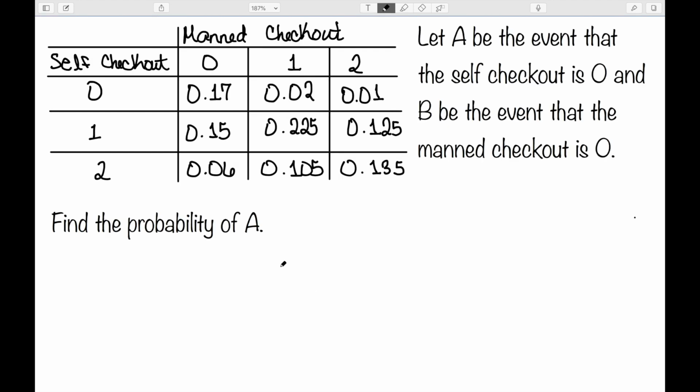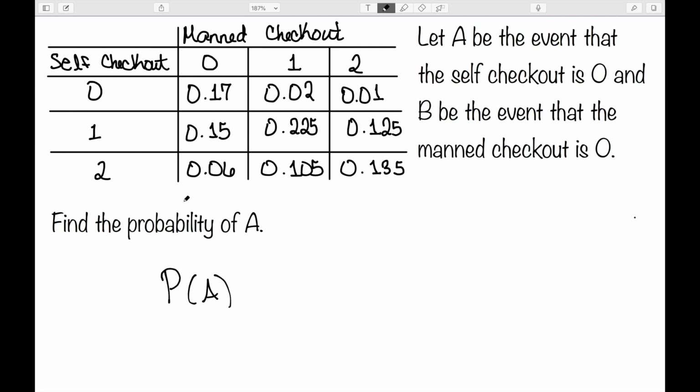For my next example, I have this table. We're going to let these values take on 0, 1, or 2. The 0 tells us there are no customers in either the self-checkout or the manned checkout, 1 tells us there are between 1 and 10 customers, and 2 tells us there are more than 10 customers. And these are the probabilities of each of the possible outcomes in an experiment that looked over a 5-minute period. I want A to be the event that the self-checkout is 0, and B to be the event that the manned checkout is 0. Now I want to know the probability of A.